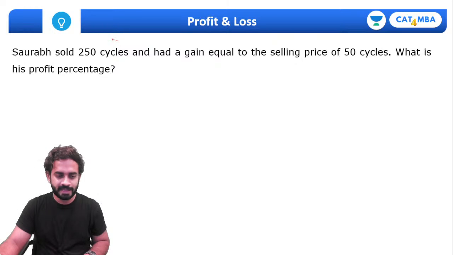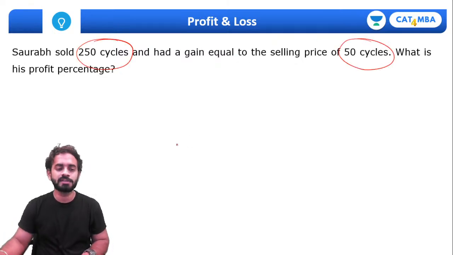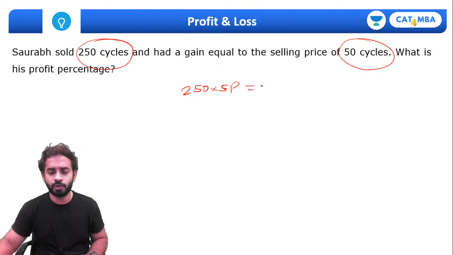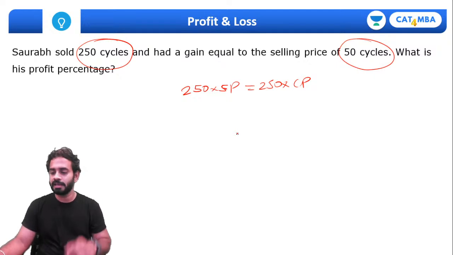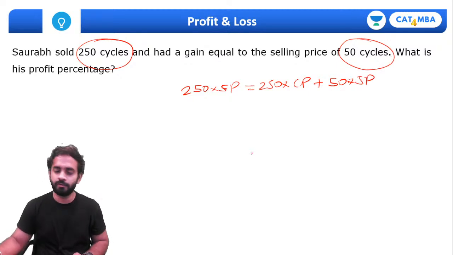Saurabh sold 250 cycles and had a gain equal to selling price of 50 cycles. What is his profit percentage? Okay, here's a very simple question. Let us consider if selling price of 250 cycles is equal to cost price of 250 cycles. Then in this case कोई भी उसको प्रॉफिट या लॉस होता ही नहीं है ना, कुछ भी प्रॉफिट लॉस नहीं होता, लेकिन उसको कितने का लॉस हुआ है, कितने का गेन हुआ है, it is equal to 50 SP. His gain is equal to 50 SP.